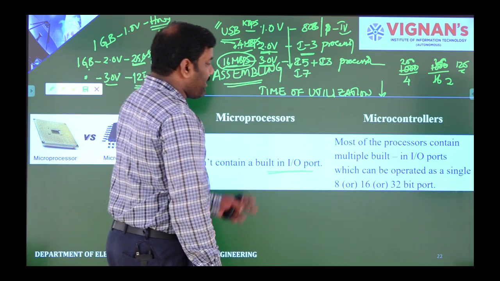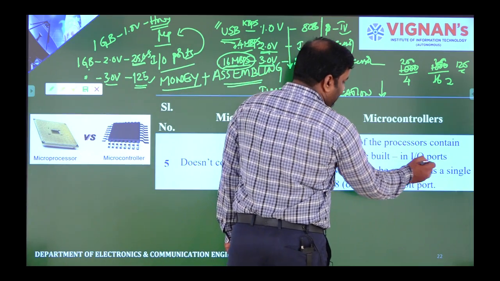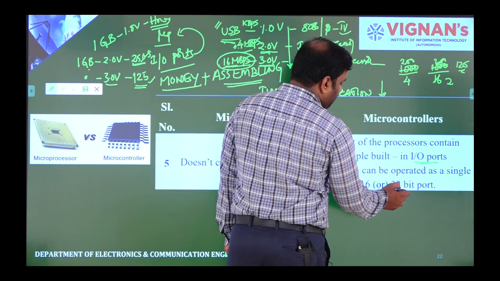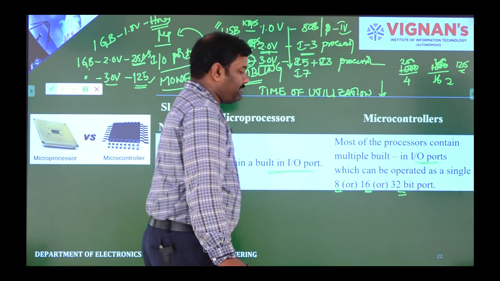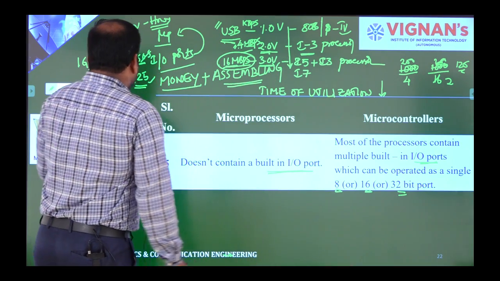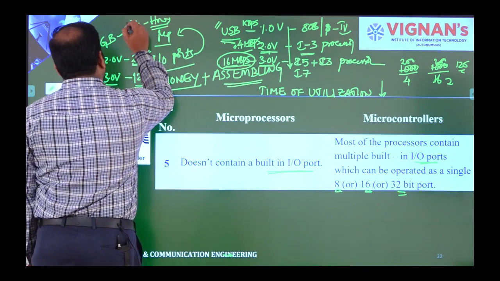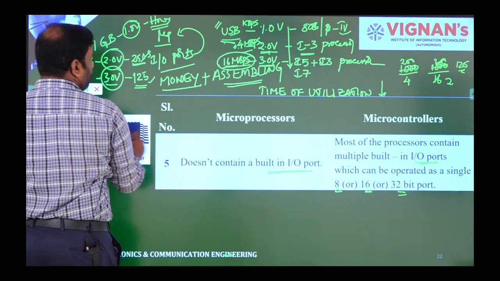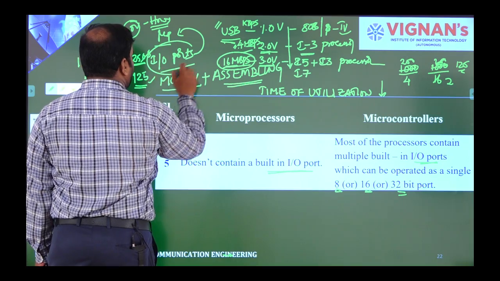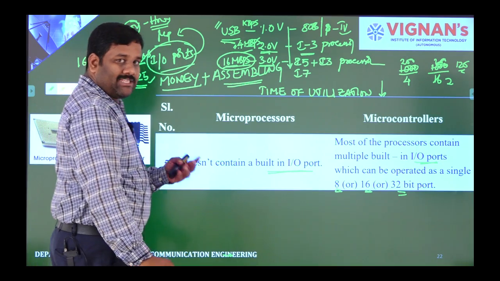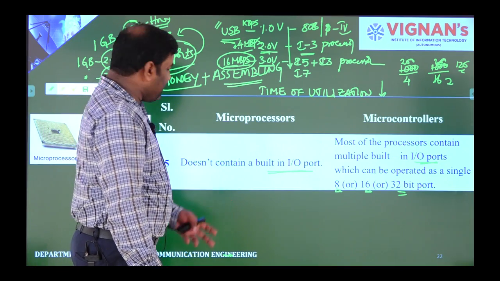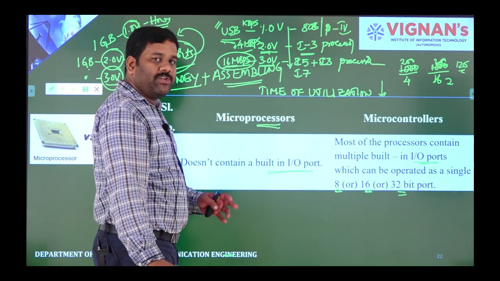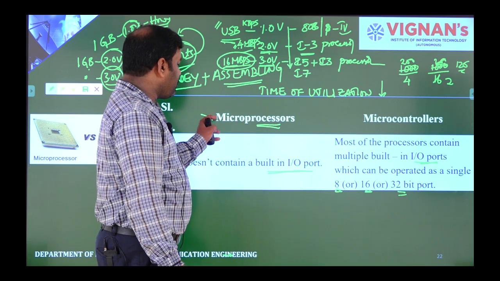And when it comes to a microcontroller, it already has I/O ports, either 16-bit or 32-bit or 8-bit also. Whether it is 1.0 or 2.0 or 3.0 or any one of the I/O ports, we have to provide that facility to the microprocessors. We need to purchase it and assemble it to give support to the microprocessors.